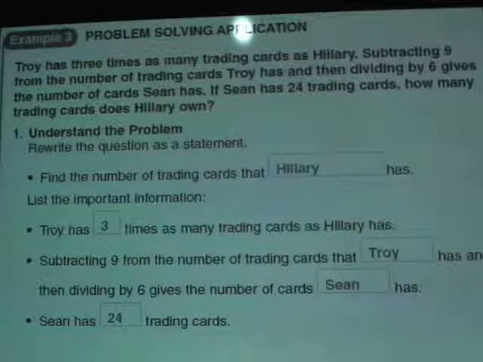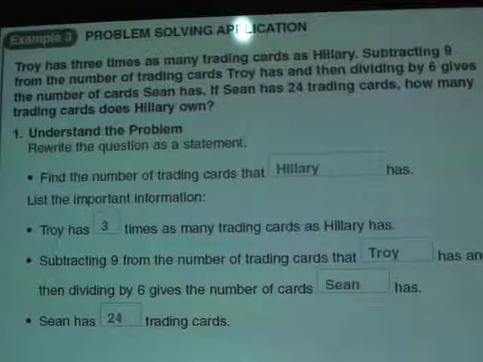All right, let's go ahead and take a look at question number 3, our story problem. Obviously, it's in the section about multi-step equations, so somehow it's going to involve solving multi-step equations. It says Troy has 3 times as many trading cards as Hillary. Subtracting 9 from the number of trading cards Troy has and then dividing by 6 gives the number Sean has. If Sean has 24 cards, how many trading cards does Hillary own?